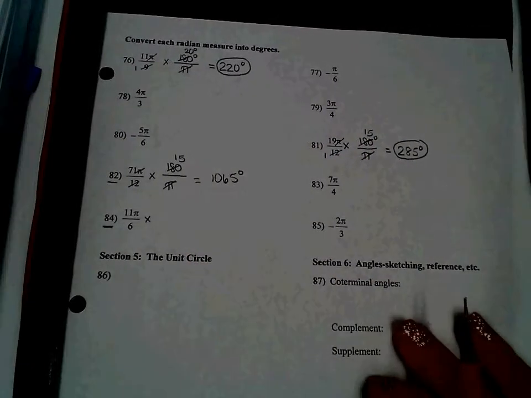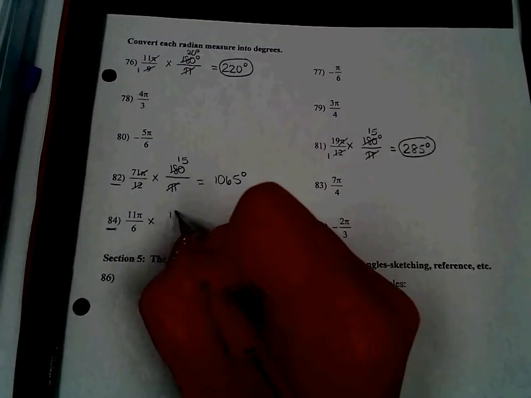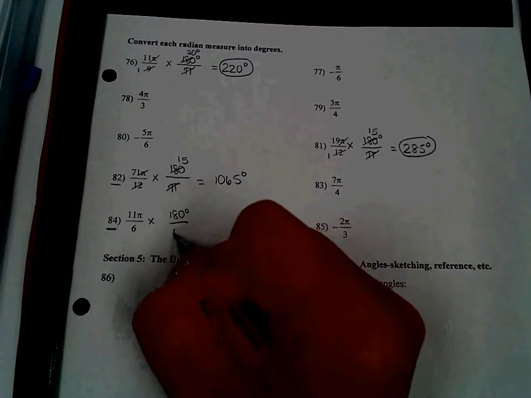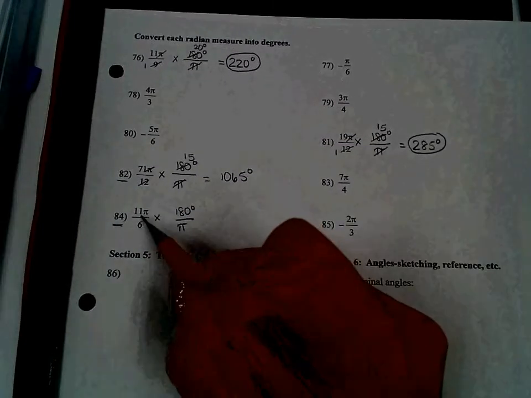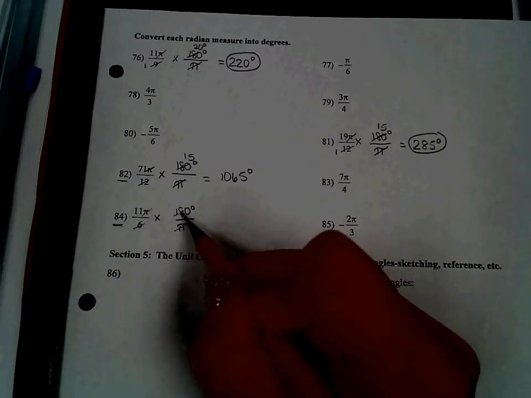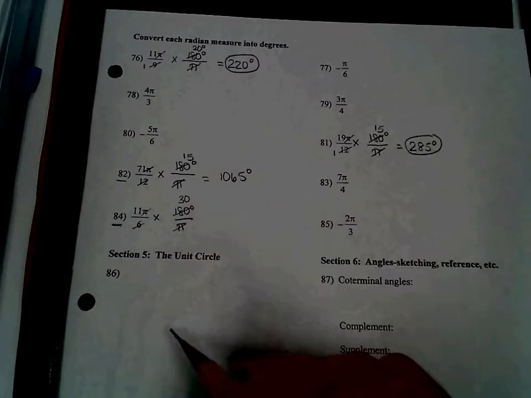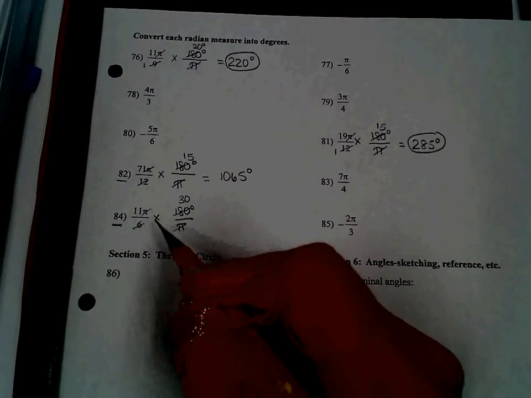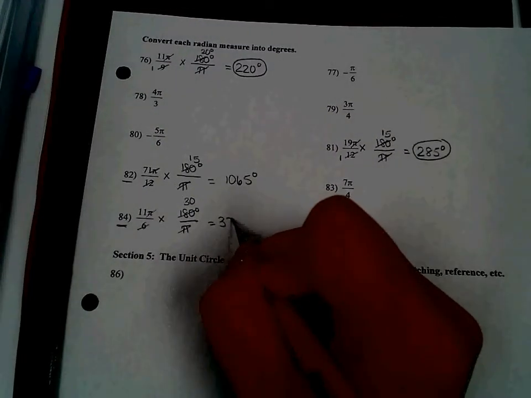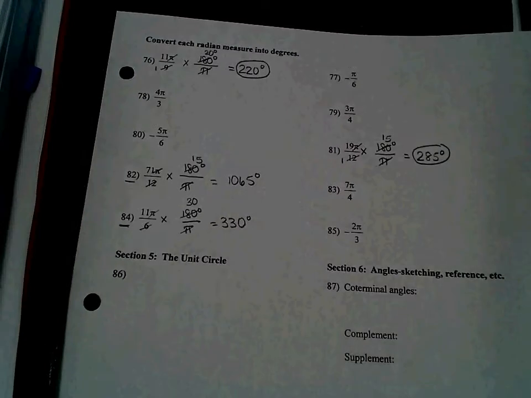Then 84. I'll put my degrees up there. The pi's cancel. 6 goes into 180 30 times. And 11 times 30 is 330. So 11 pi over 6 is 330 degrees.